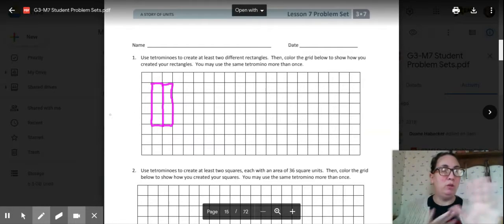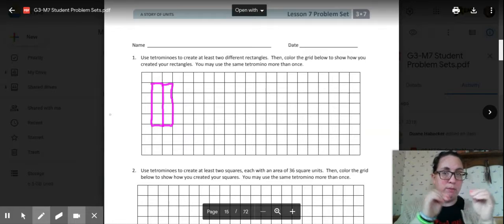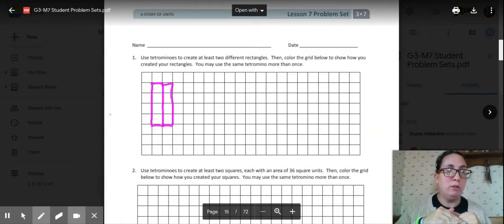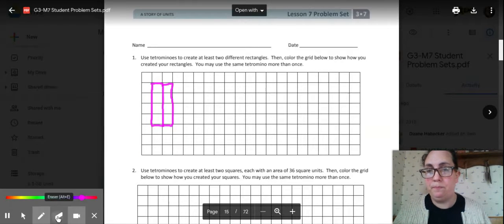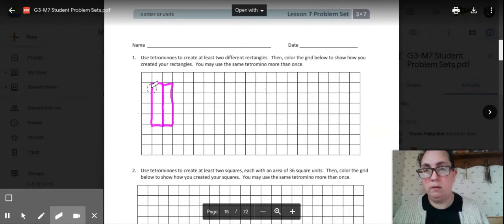There are other shapes that you can use, and you can use them more than once, or you can manipulate those Tetris pieces that you have, put them together to try to make a rectangle. So I want you to pause the video, answer the question, move around your Tetris pieces to answer the question. Let me erase this.